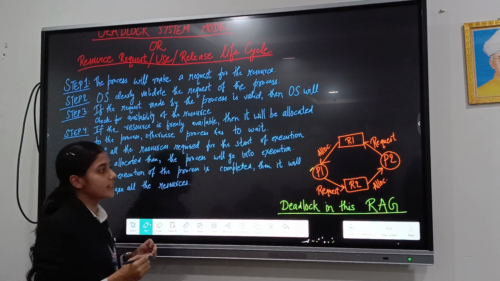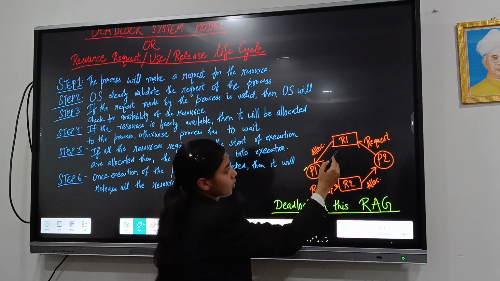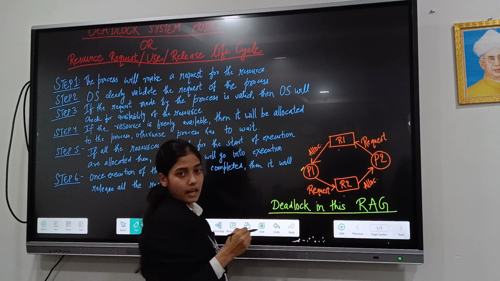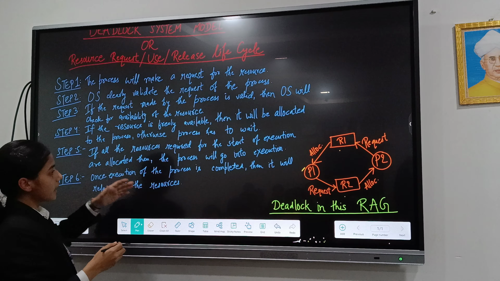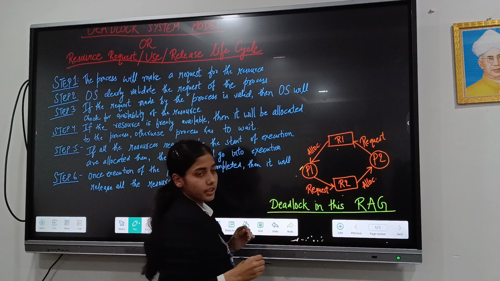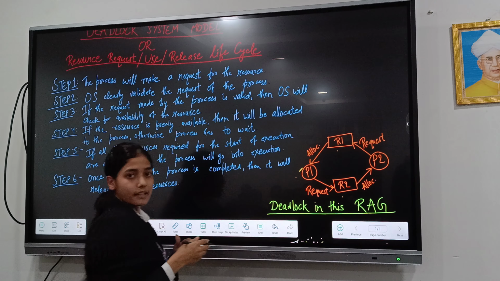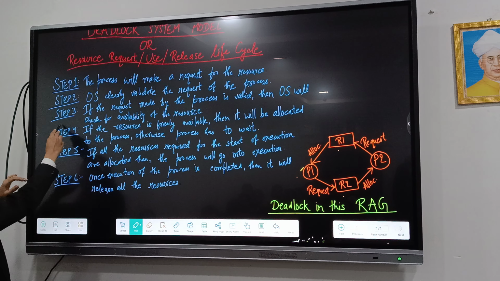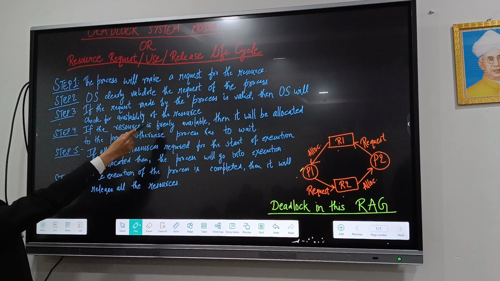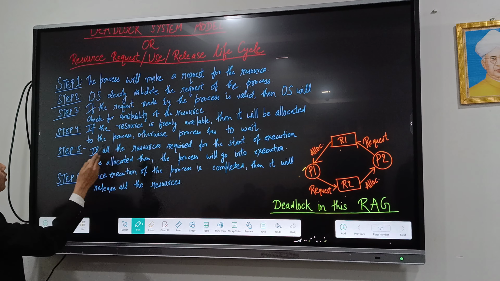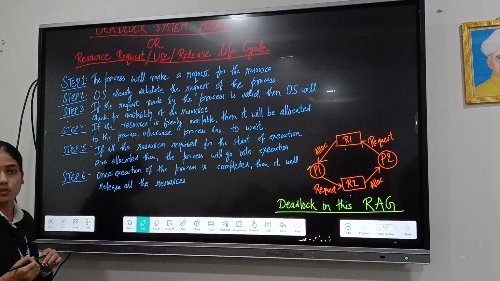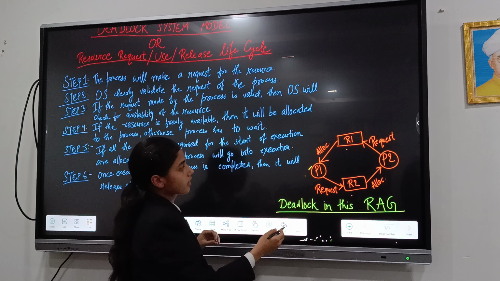Validating the request means that we can see that only two resources are here, R1 and R2, and if any process, say P1, requests for a resource R3 which is not available here, that is not valid. That is what is written in the next step, that if the request made by the process is valid, only then will the OS check for availability of the resource, whether it is available or not.